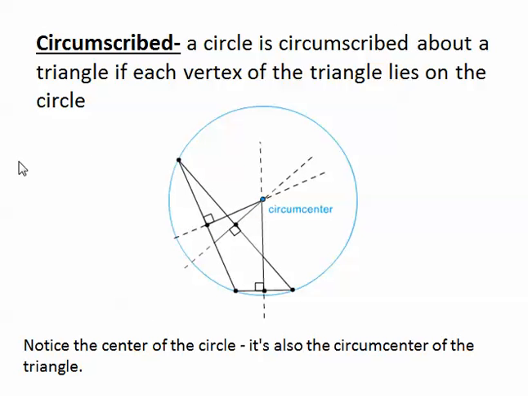Circumcenter and circumscribed go together. A circle is circumscribed about a triangle if each vertex of the triangle lies on the circle. So the vertices of the triangle have to lie on the circle. It's not that the circle touches a line inside the triangle; this time the circle goes around and touches each point of the triangle. It says, notice the center of the circle. It is also the circumcenter of the triangle. So that point right there.